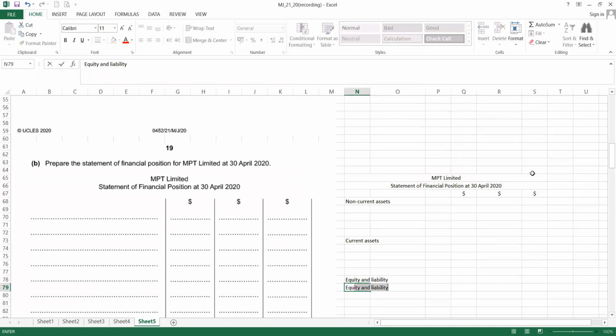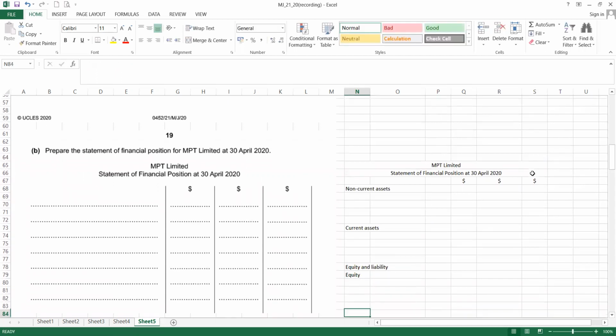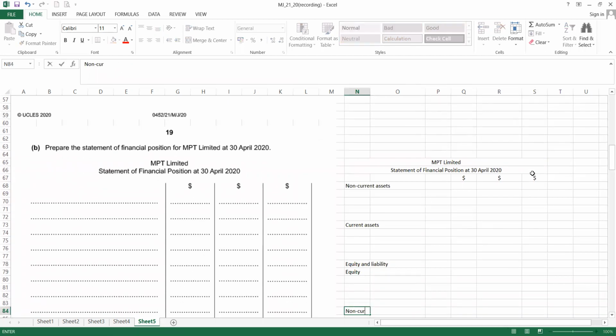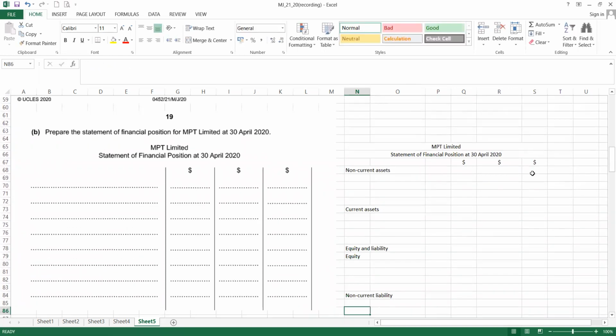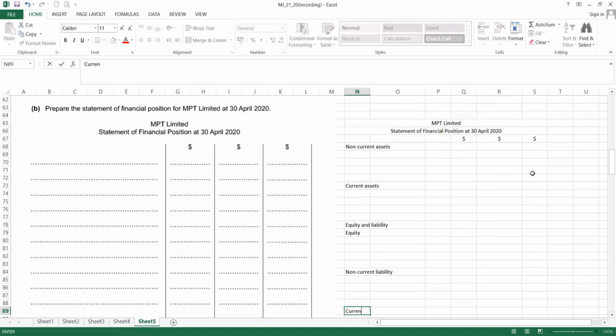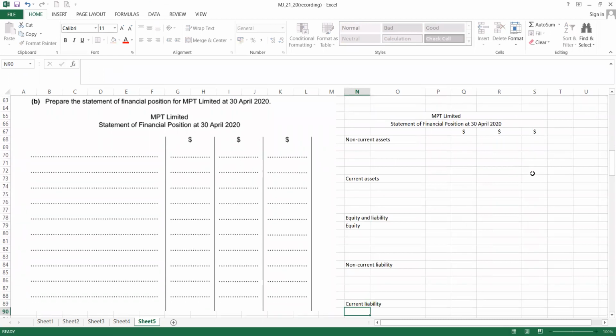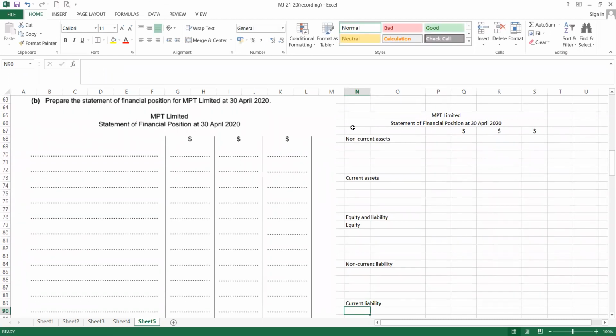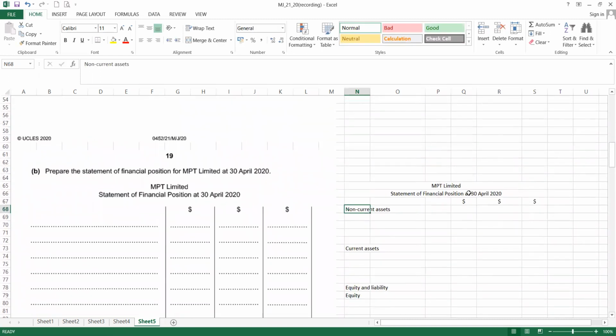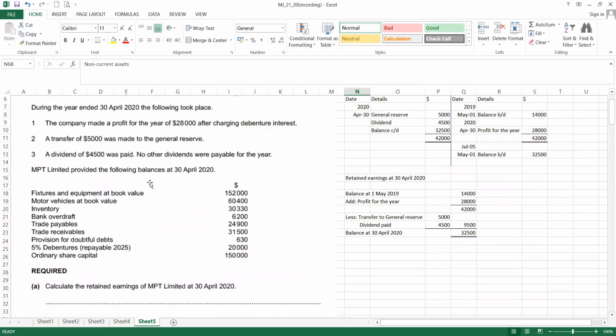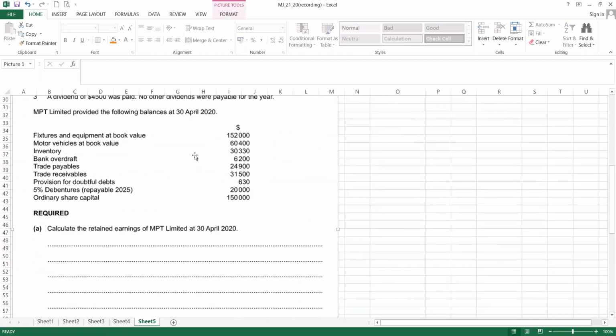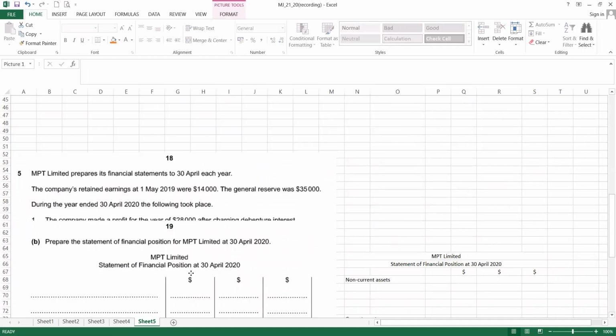So with the equity section, after that, non-current liability, and then last is a current liability. So all the section we put in, now we go and see what are the items that we have here. Okay, let's check. I bring down this far into there so that it's easier for me to do.